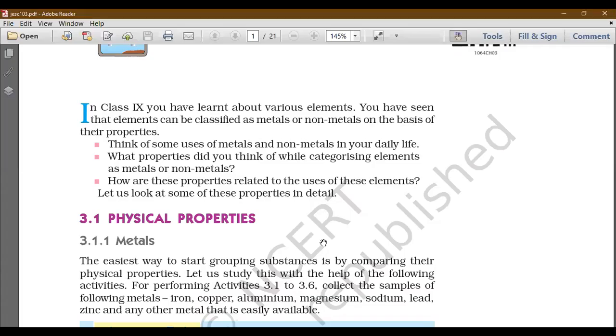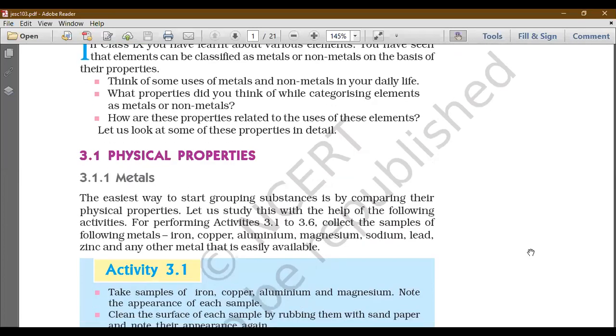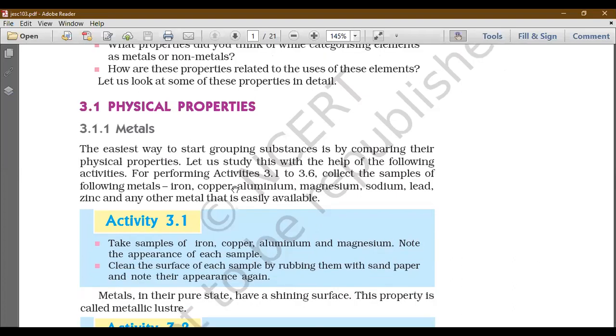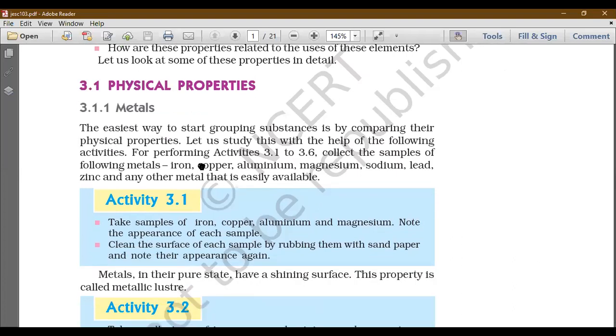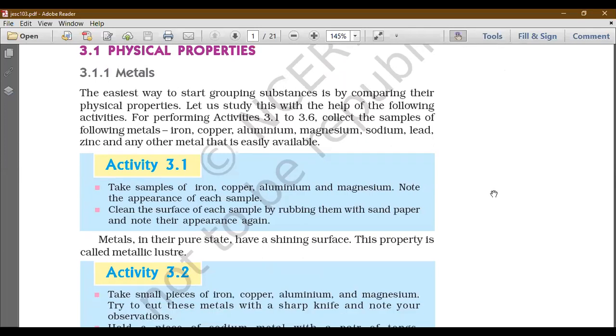Physical properties. Metals. The easiest way to start grouping substances is by comparing their physical properties. Let us study this with the help of the following activities. For performing activities 3.1 to 3.6, collect the samples of the following metals: iron, copper, aluminium, magnesium, sodium, lead, zinc, and any other metal that is easily available.